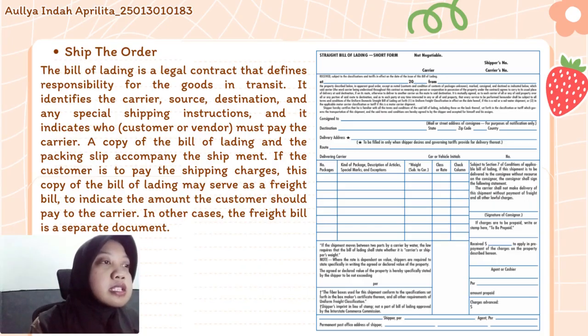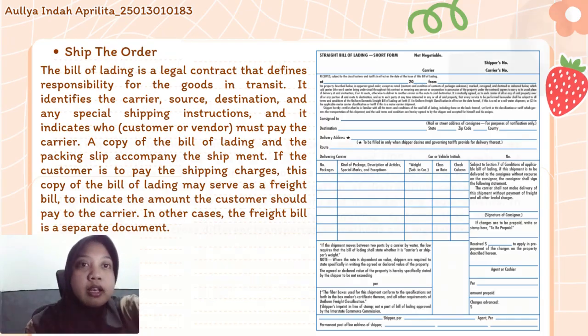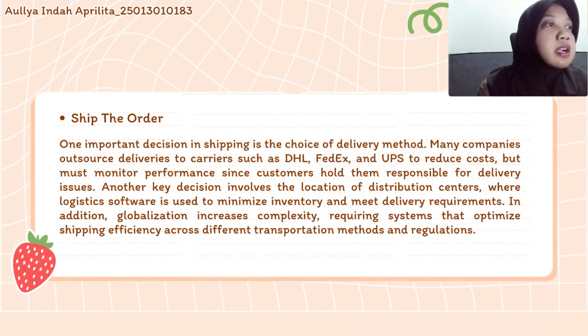If the customer is the one who has to pay the shipping charges, this copy of the bill of lading may serve as a freight bill to indicate the amount the customer should pay to the carrier. In other cases, the freight bill is a separate document. And then there are some important decisions that companies must make during the shipping process in the revenue cycle.